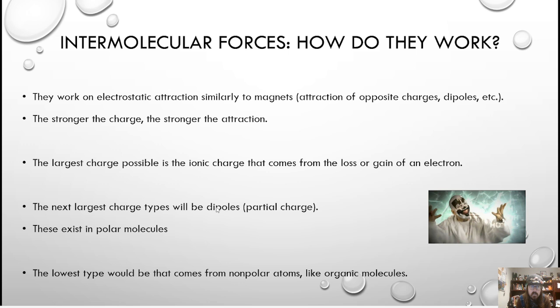But the lowest type of intermolecular forces come from nonpolar atoms. Many of our organic molecules are made up of nonpolar atoms, and so they still have some attraction. But how does it work?